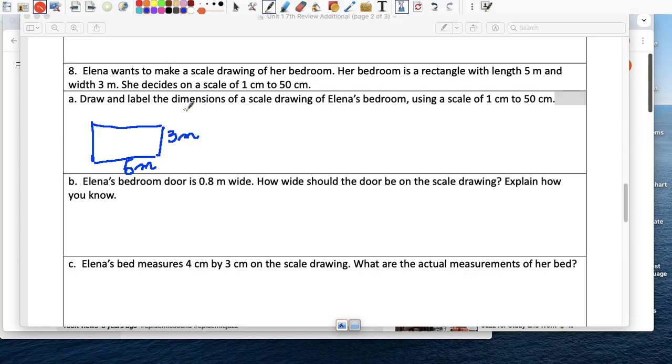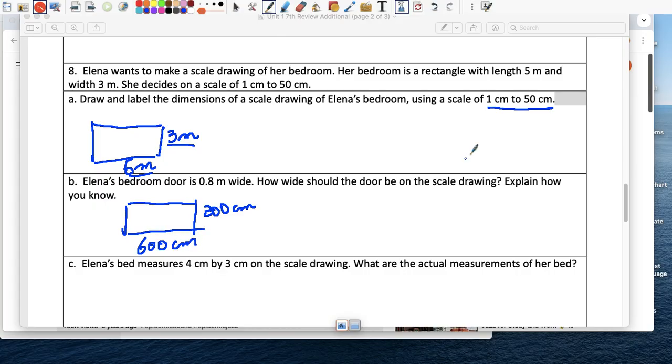So we have a couple of issues. The first issue is that your scale is in centimeters, but this is in meters. So we're going to change a few things. Instead of saying 3 meters, we're going to say 300 centimeters. Every meter is 100 centimeters. And instead of saying 6 meters, we're going to say 600 centimeters.